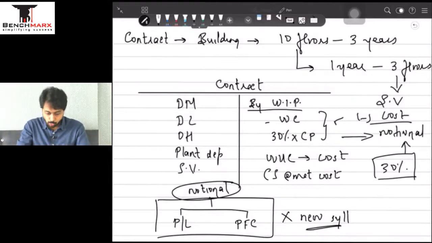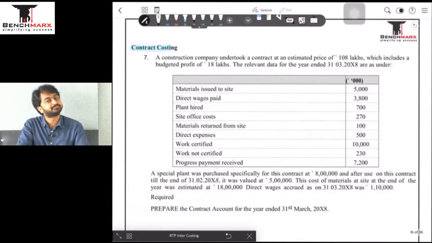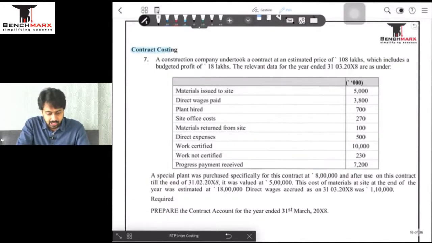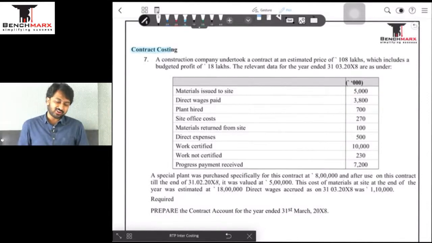याद आया सब? Hopefully yes. And this was a simple introduction of what contract costing is, and this will help us hopefully to solve the question on contract costing, which is question number 7. So hopefully तुमको सब याद आया होगा, and now we'll be starting with question number 7 based on contract costing. चालू करेंगे? Yes, so let us start contract costing.